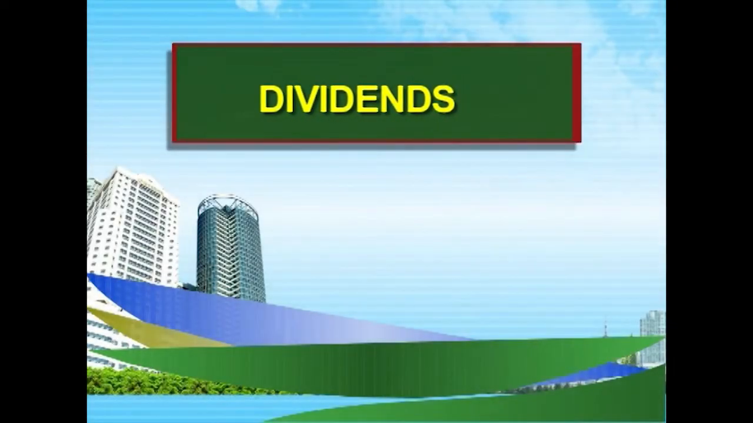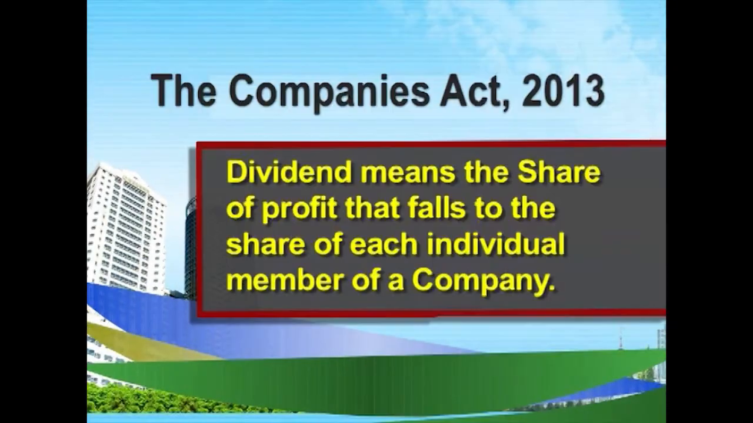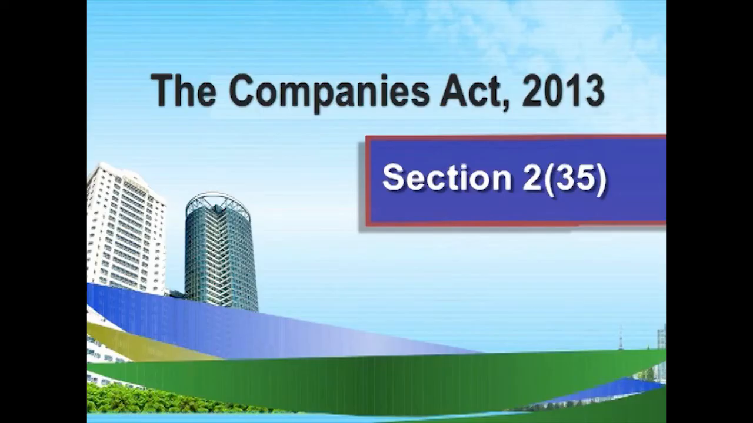Dividends. Dividend means the share of profits that falls to the share of each individual member of a company. It is that portion of corporate profits which has been set aside and declared by the company as liable to be distributed among shareholders. According to Section 2, subsection 35 of the Act, dividend includes interim dividend.